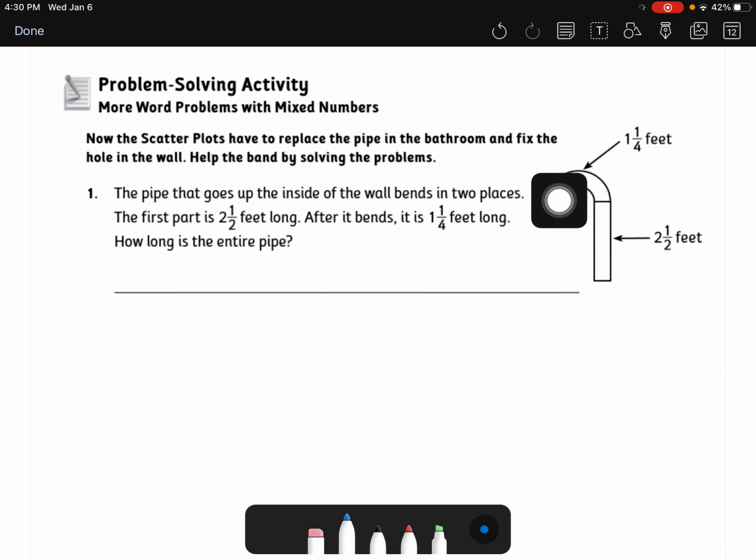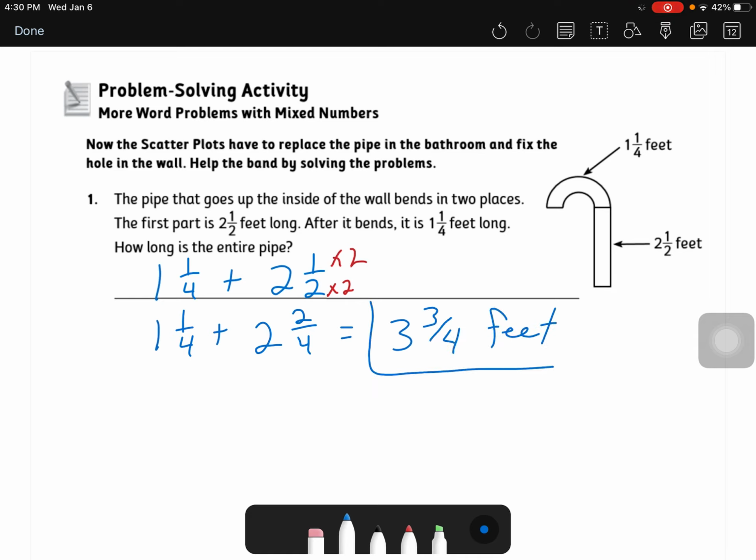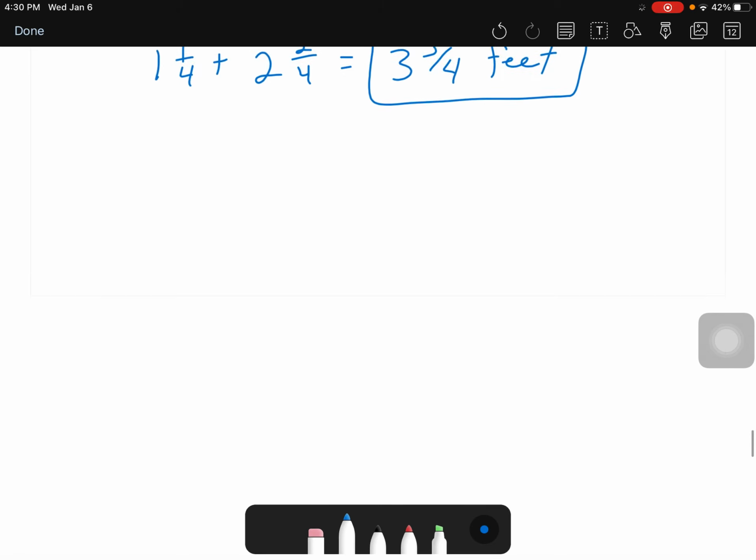So that's adding the 2 parts together. So we are going to add 1 1/4 plus 2 1/2. Now to do that, again, I'm going to have to get a common denominator. So if I times by 2, then I can rewrite this as 1 1/4 plus 2 2/4. And so I'm going to get 3 3/4 feet. Okay, and that does not simplify.